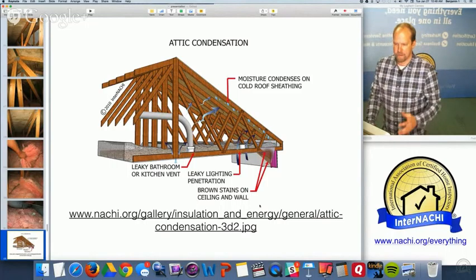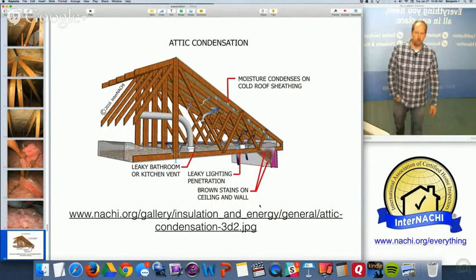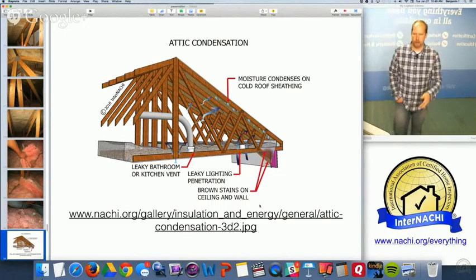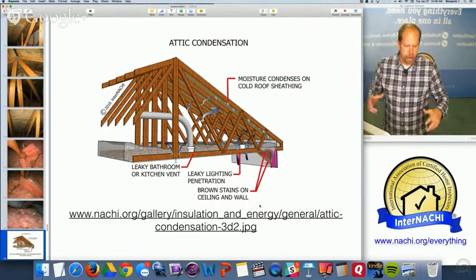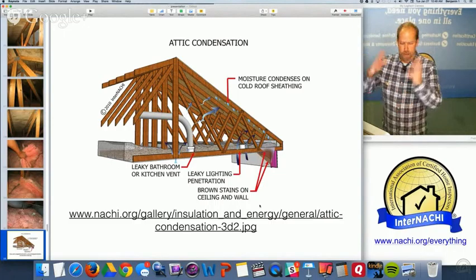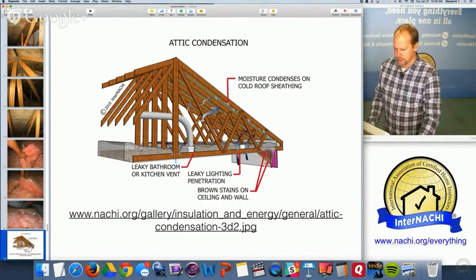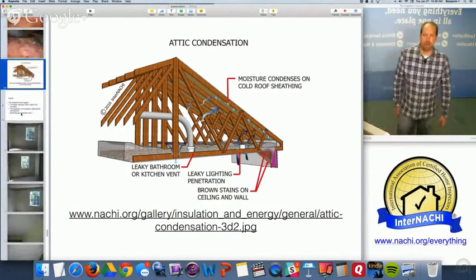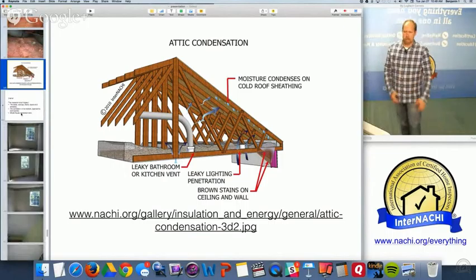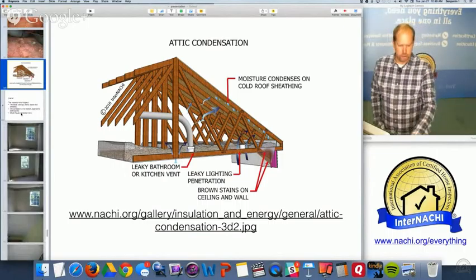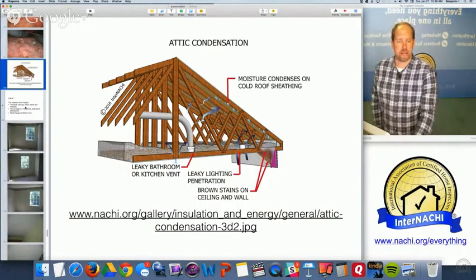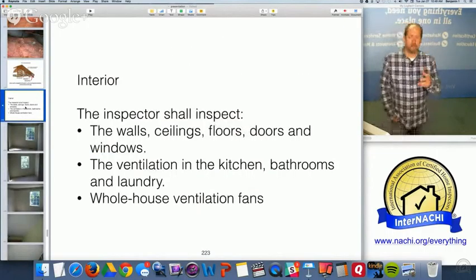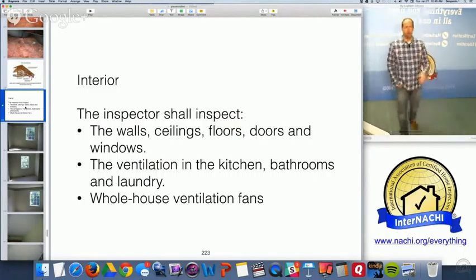So we have moisture condensing on the cold roof sheathing, and we did a graphic about this. It shows you how a bathroom fan is exhausted into the attic and how it leaks, and it's a high definition 3D illustration that members of InterNACHI can download into their inspection reports. You go to nachi.org/gallery. If you can't find these things, you can email me. I'm on the contact page, and I'll help you find it.